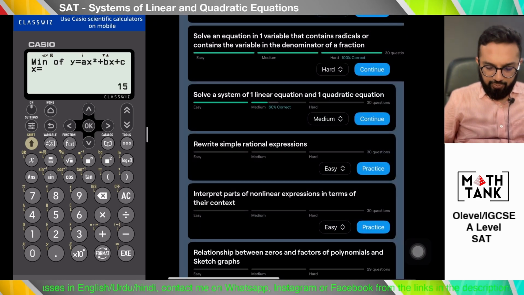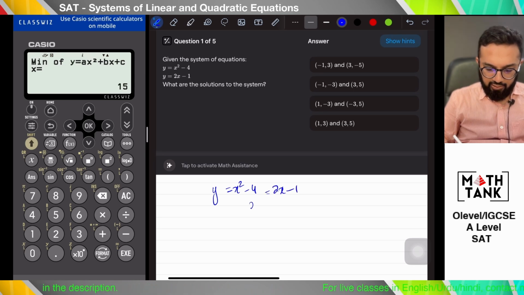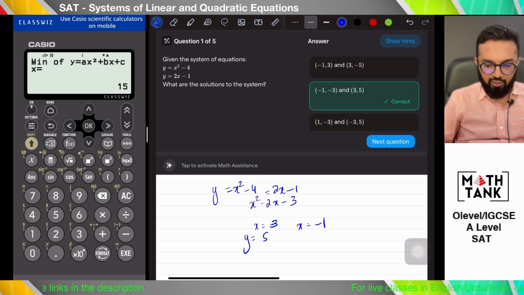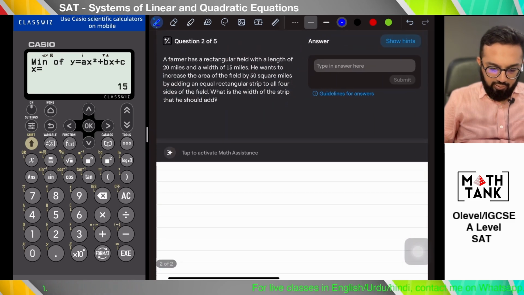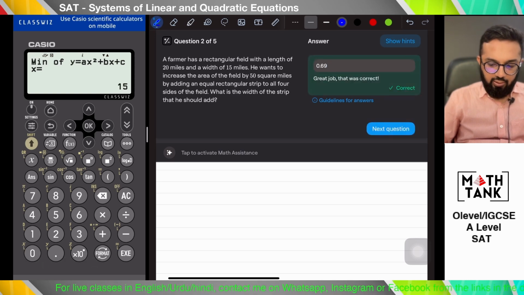I think I'll have to do some of these questions again because I made some errors. Let's check what those errors were. I have forgotten what the answer to this one was. Equals 2x minus 1, x squared minus 2x minus 3. So x equals 3 and x equals minus 1. y equals 5. So 3 comma 5 and minus 1. So that should be the correct answer. That was 0.69. We just got the calculation wrong.